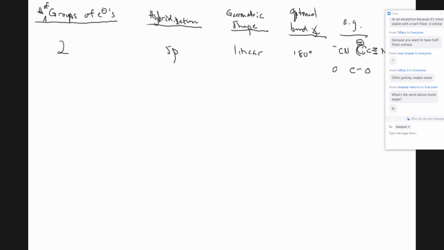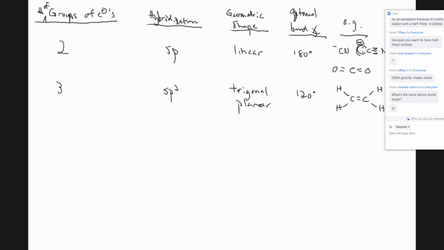Gotta finish this up. When it's 3 groups of electrons around a central atom, it's going to require an s, a p, and a p, so that they become sp2 hybridized. The shape is going to be trigonal planar, and it's going to be 120 degrees. Perfect example of this is ethene, right?